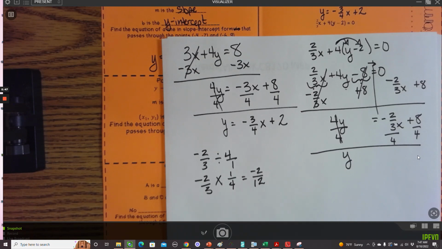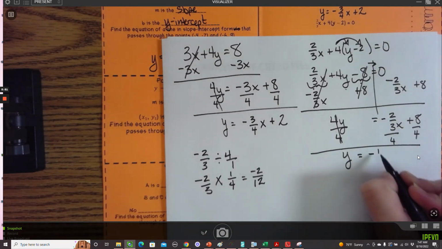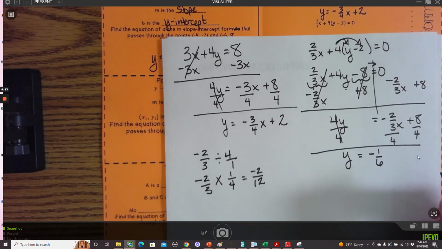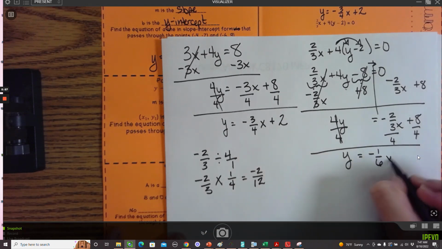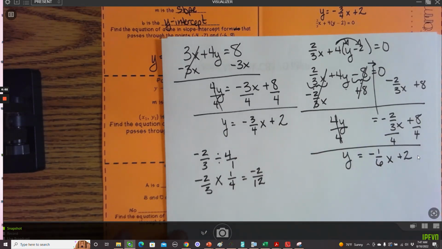You can do it in your calculator as well. Now, negative 2 over 12 will simplify to negative 1/6. Again, if you're not sure, check it in your calculator, see if it simplifies down. 8 divided by 4 is a positive 2.